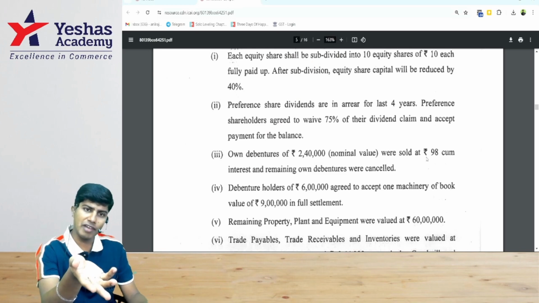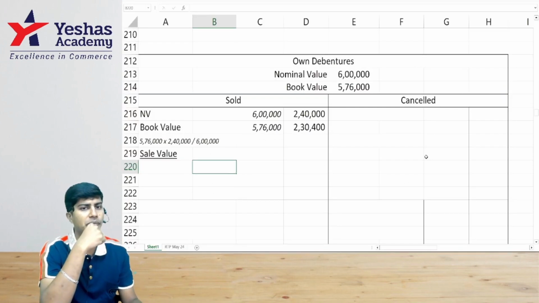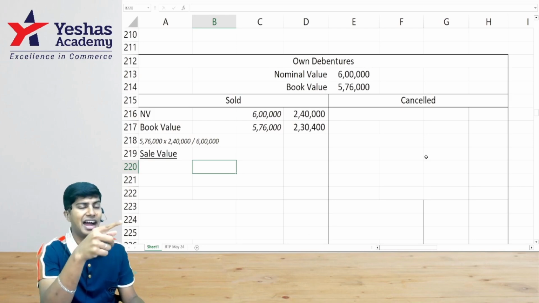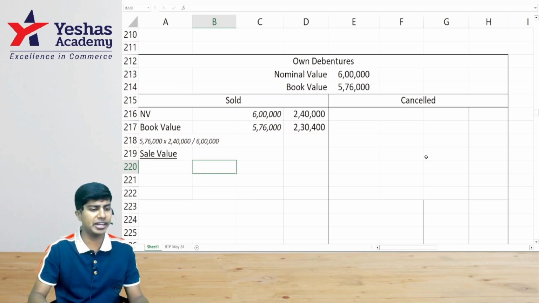Let us assume nominal value as 100. Nominal value is 2 lakh 40. What is the nominal value of debentures sold? 2 lakh 40,000 is considering 100. What will be selling price? 2 lakh 40,000 divided by 100 into 98.